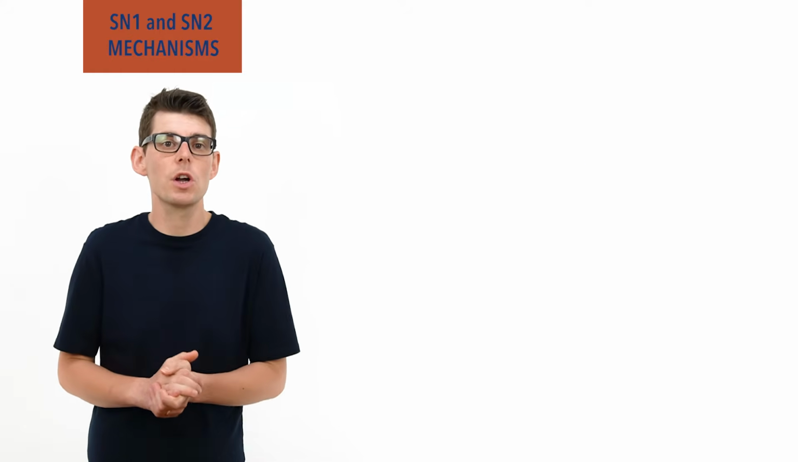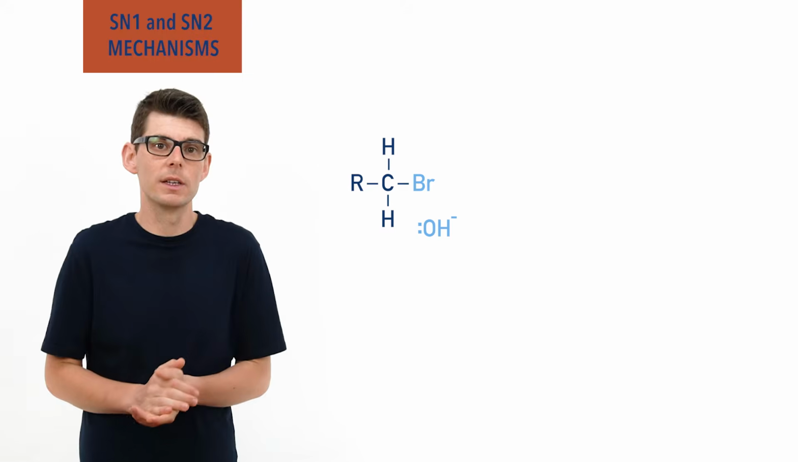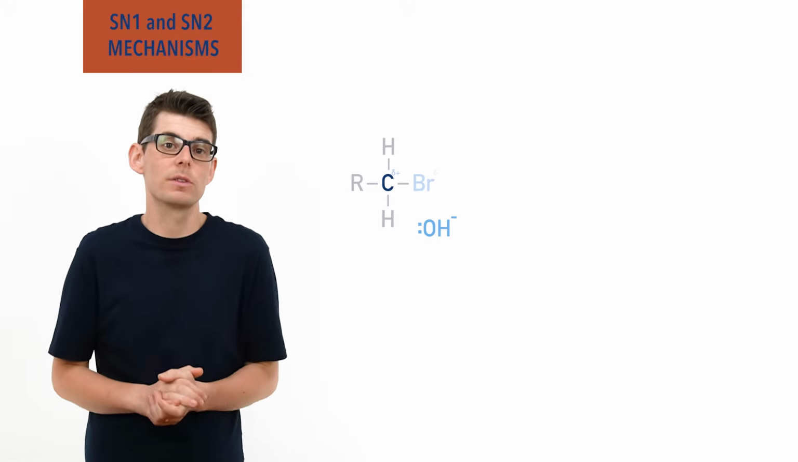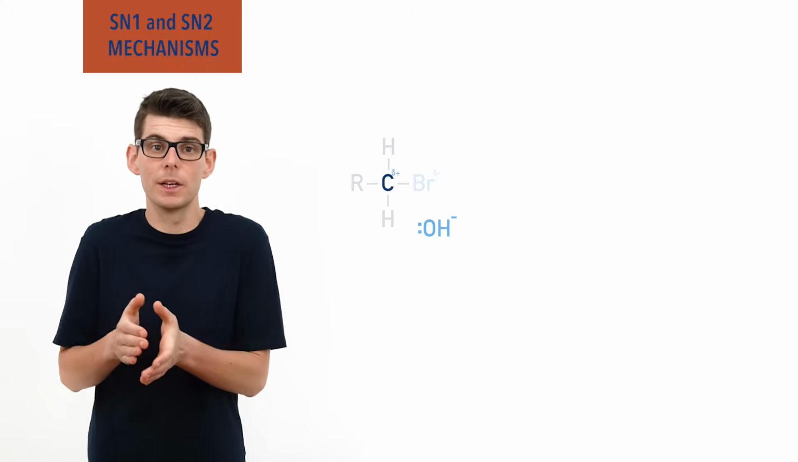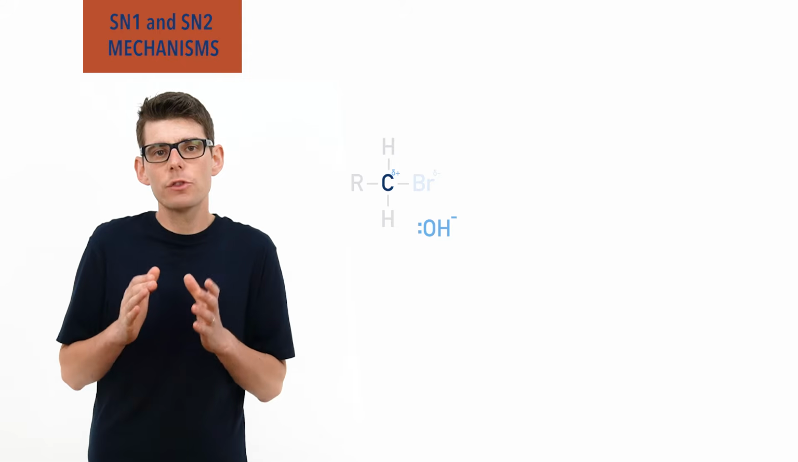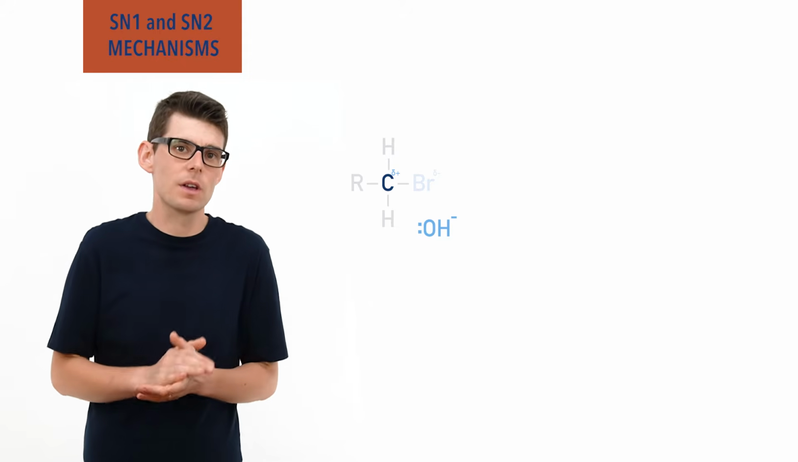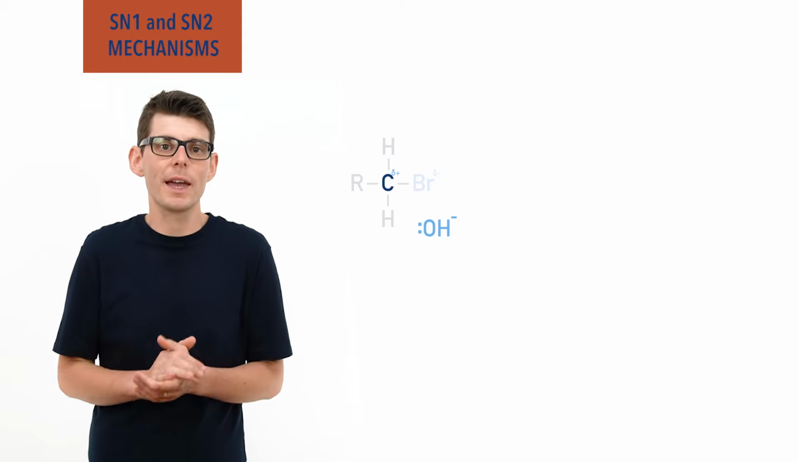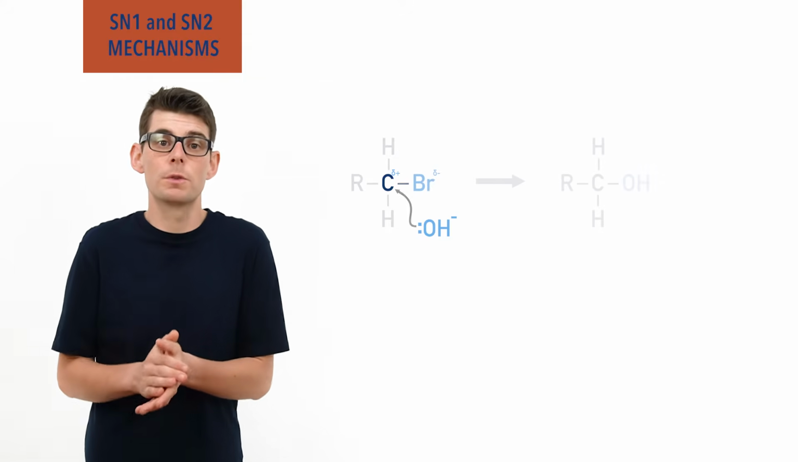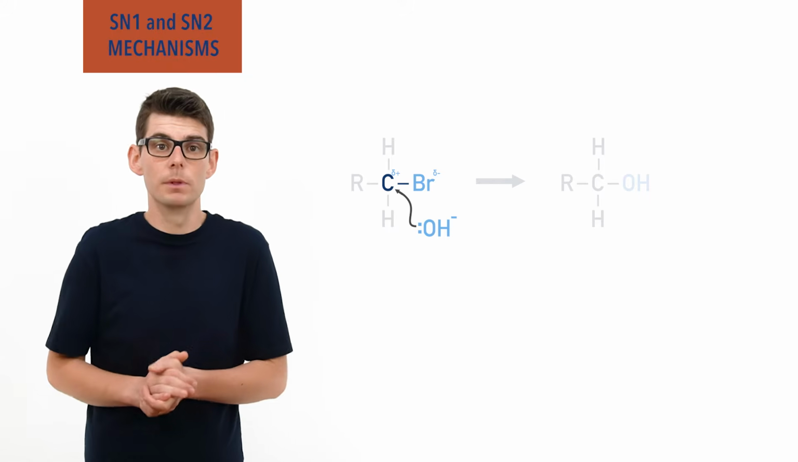A negatively charged hydroxide ion, OH-, acts as a nucleophile and will attack the partially positive carbon atom from the carbon-halogen bond in the halogenoalkane. As a hydroxide ion comes near this carbon atom, the lone pair of electrons from the oxygen in the ion are used to form a new bond between itself and the carbon.